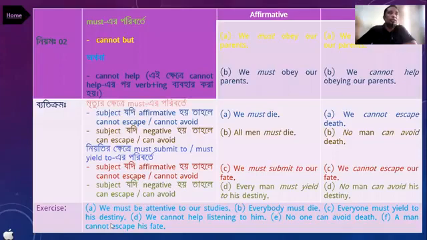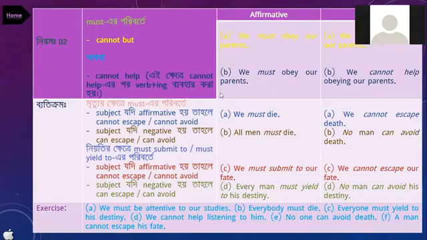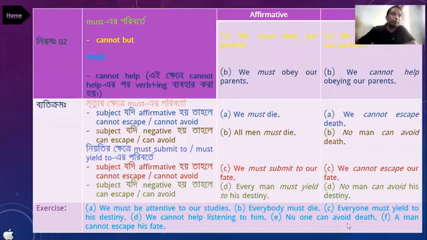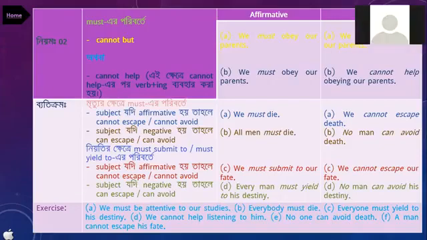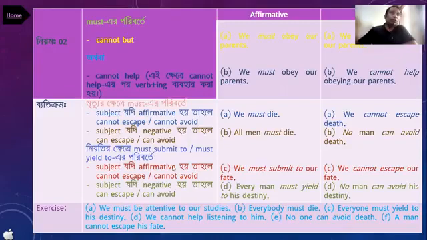Everyone must yield to his destiny. Everyone must, Joyram. Everyone must yield to his destiny. Respond quickly. Joyram Pal. Oh, Joyram has come. Tell me, everyone must yield to his destiny. Make it negative. Sir, no one can avoid his destiny. No one can avoid or no one can escape his destiny. Good.